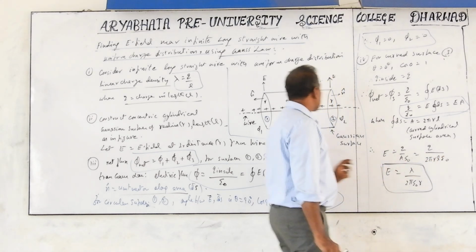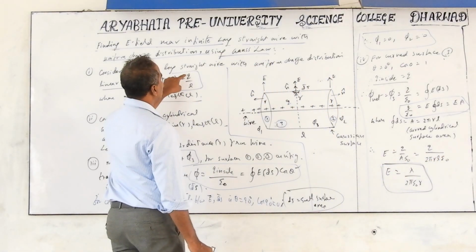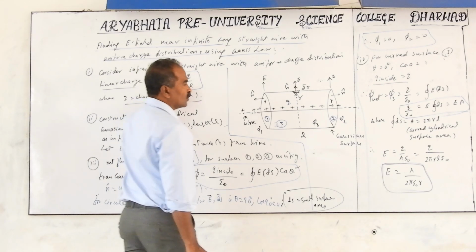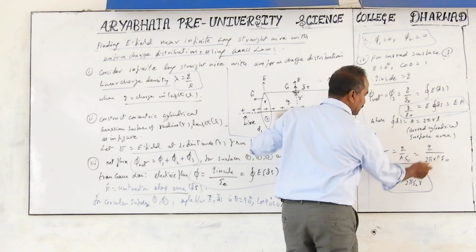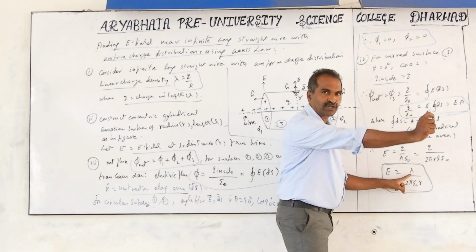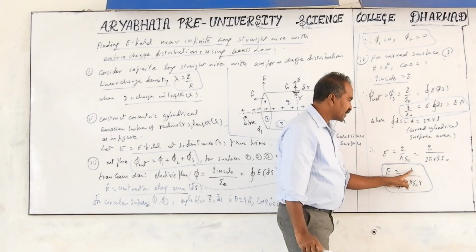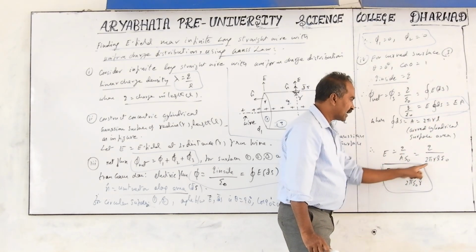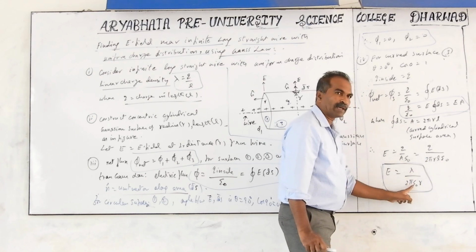But for linear charge distribution, what you are taking is lambda. Lambda is equal to Q by L. That means this Q by L I can replace with lambda, which is constant throughout because of uniform charge distribution. So lambda, and the remaining part is 2 pi R into epsilon naught, so 2 pi epsilon into R.